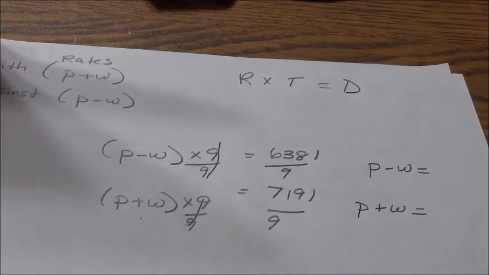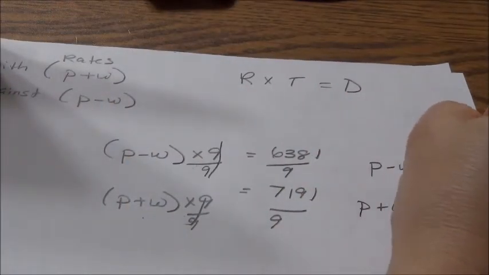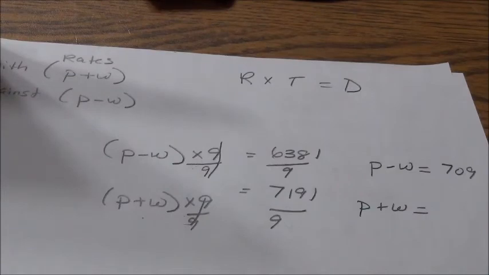So if I divide 6,381 divided by 9 is 709, and 7,191 divided by 9 is 799.